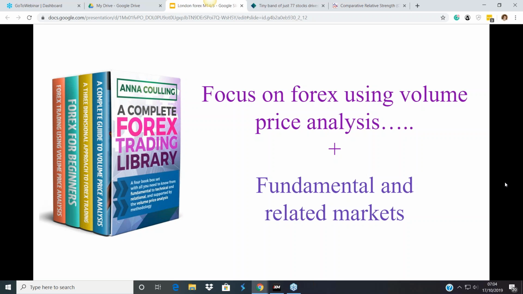One example, a classic example, is the Canadian dollar. Canada is an oil producer, so what happens in the oil market is going to also impact what you see on the chart for a Canadian dollar pair.